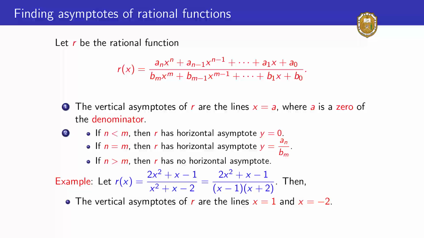The degree of the numerator is 2. The degree of the denominator is also 2. The leading coefficient of the numerator is 2. The leading coefficient of the denominator is 1. And so the horizontal asymptote is the line y is equal to 2. How do we get this 2? Divide this 2 here, which is the leading coefficient of the numerator, by 1 here, which is the leading coefficient of the denominator. So we get the horizontal asymptote at the line y is equal to 2.